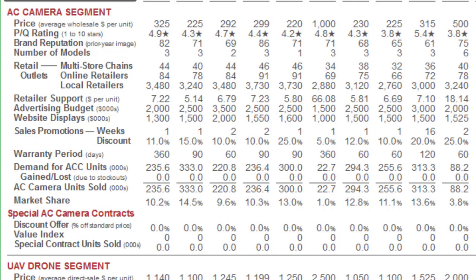So company J, who I've been picking on, they're selling at 500 with a PQ rating of 3.8. So they are tied with the lowest PQ rating, and they are more than double what company H is selling it for, which is 225. So go fish there. I don't understand why you would try to sell your product more than double with the same PQ rating as someone selling for 225.